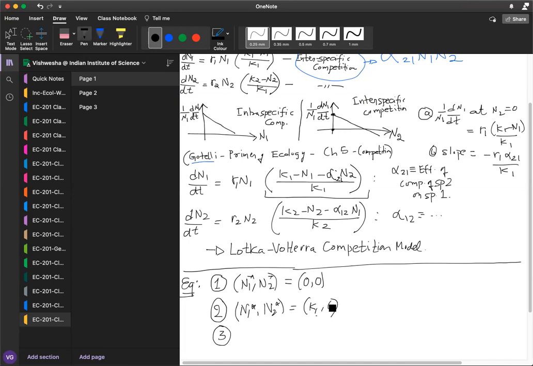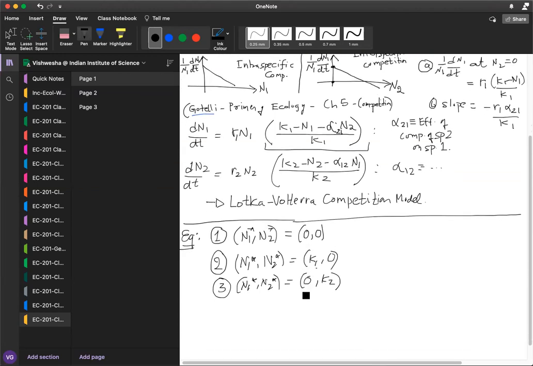K1, 0. So what's the inverse of this? 0, K2. Species 1 is absent and species 2 is present at its carrying capacity. Okay. Now, what is the fourth possible equilibrium? So let's also write down what this means verbally. This means that both species are extinct.